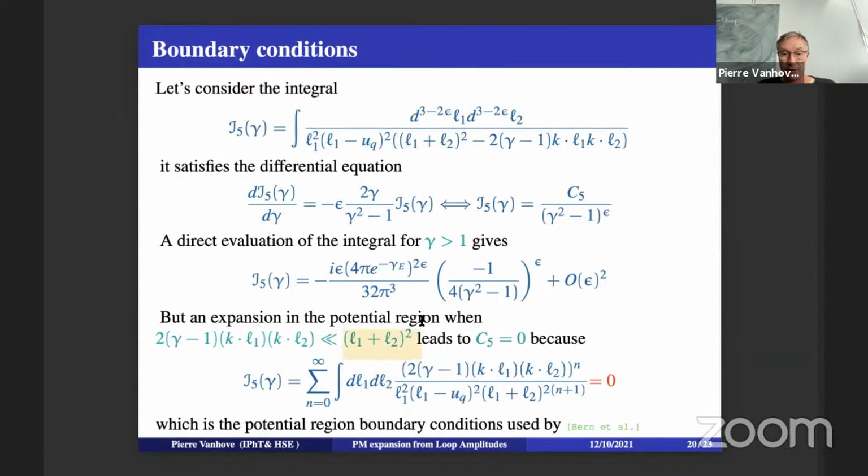This is the so-called potential region that has been studied in many papers by Zwiebel and their collaborators. When you do that, you realize that you get tadpole integrals at each step, and when you do the integration, you get 0. Another way to say that is that it sets the boundary conditions of this integral so that the constant of integration is 0 in that region. So there is a region you can decide to focus on where the constant of integration is 0. That means you don't have this type of integral.